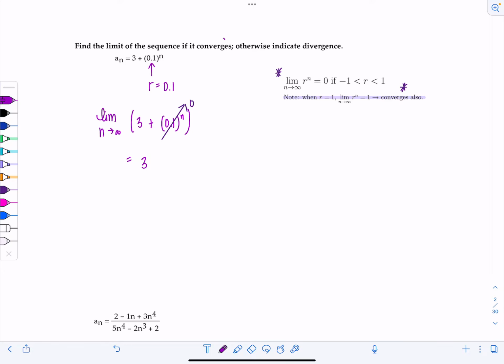So therefore, we can say the sequence converges. They didn't ask, but converges. Let's write that down. a_n converges. Okay.